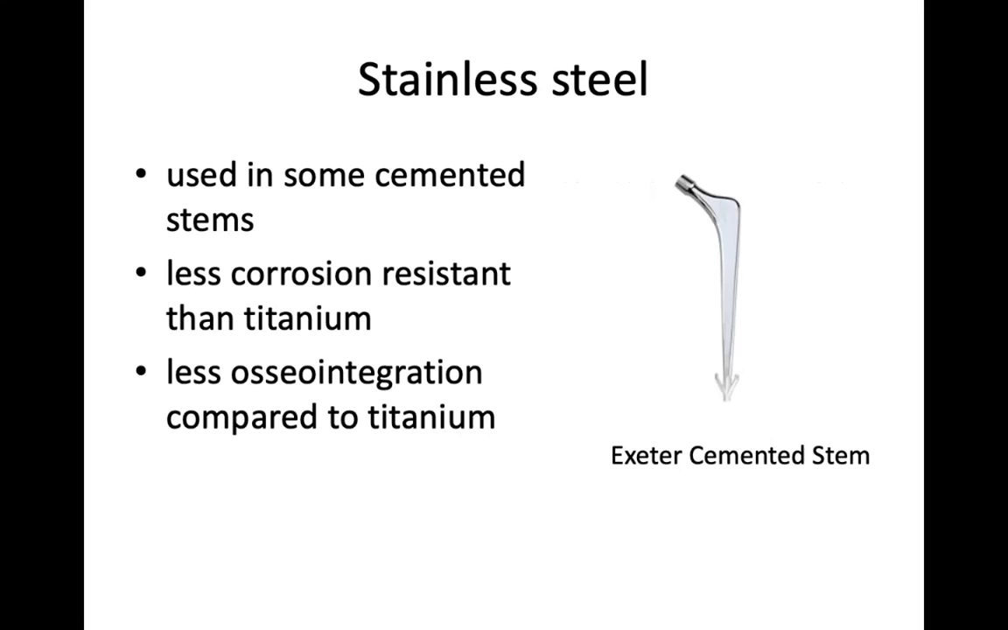So there's stainless steel, which isn't used that commonly in this country. It's used in some cemented stems. It's less corrosion resistant than titanium, and it has less osseointegration compared to titanium. So it doesn't osseointegrate as well. We'll use it in cemented stems. And a popular stem in Australia and the United Kingdom, which is also available here, is the Exeter.